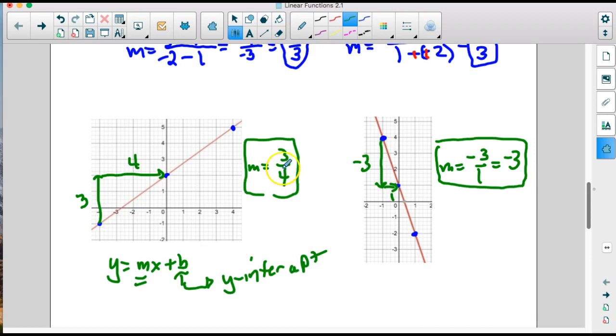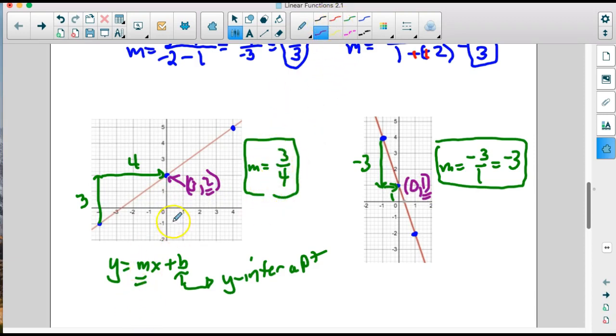Okay, so the initial value is the y-intercept. In this case, the intercept is right here. So this is (0, 2). 2 is the intercept here, and in this one the intercept is (0, 1). So the intercept is 1 here, the intercept is 2 here. We should be able to write the equation because we have these two numbers now.